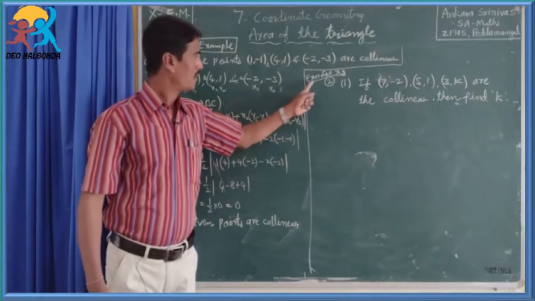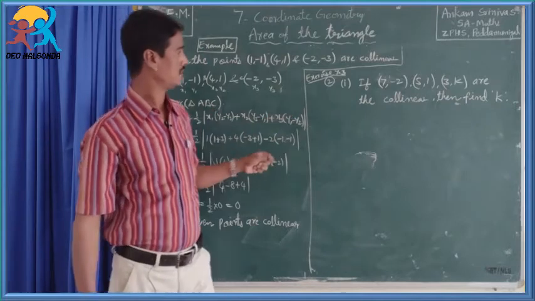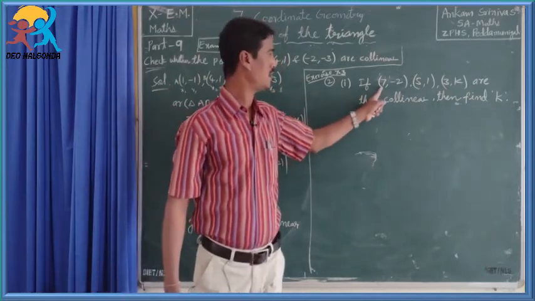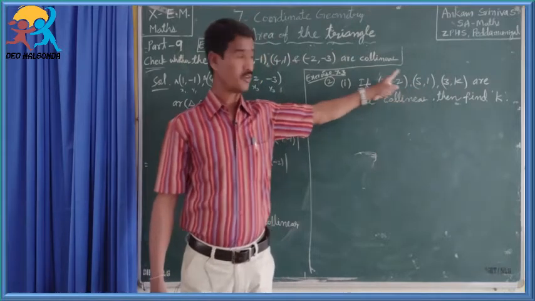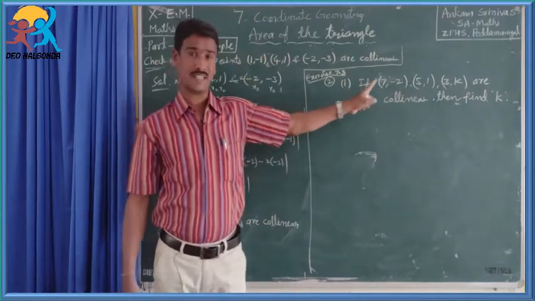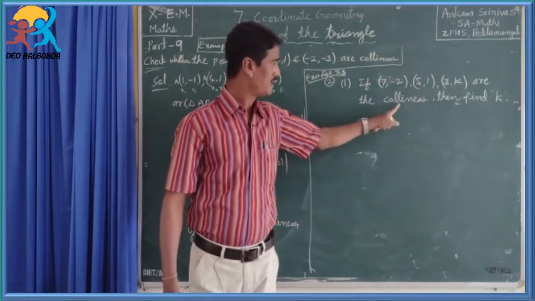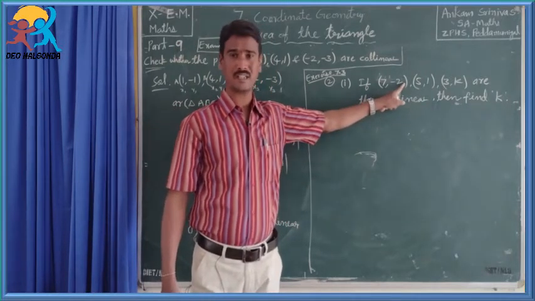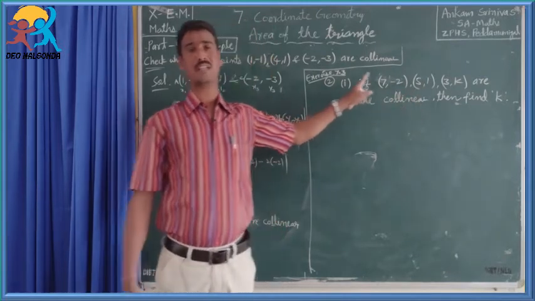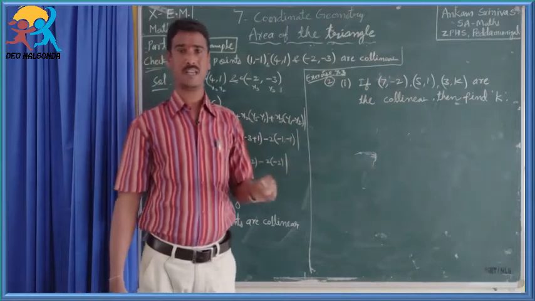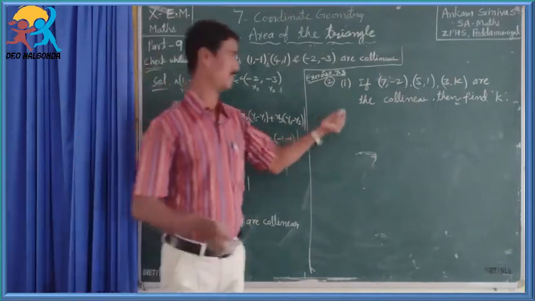And one more problem from exercise 7.3. If (7, -2), (5, 1) and (3, k) are collinear points, then find the k value. He already mentioned the given points are collinear. If given points are collinear, what do you know? The area of the triangle becomes 0. So we have to take the area of the triangle as 0.